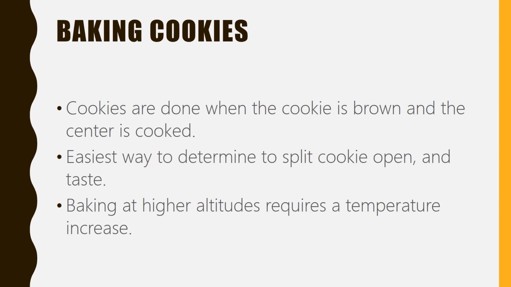Cookies are generally done when the cookie is brown and the center is cooked. The easiest way to determine this is to split the cookie open and taste. Baking at higher altitudes requires a temperature increase.